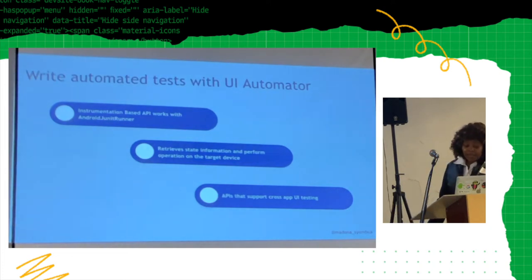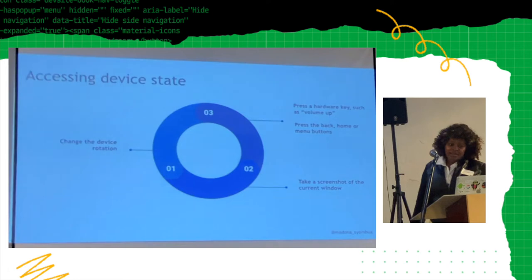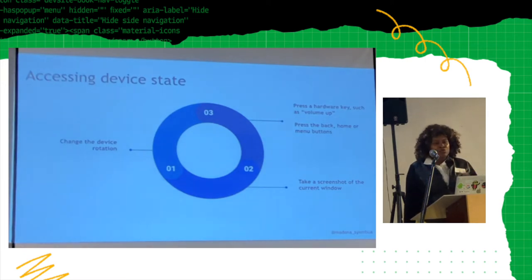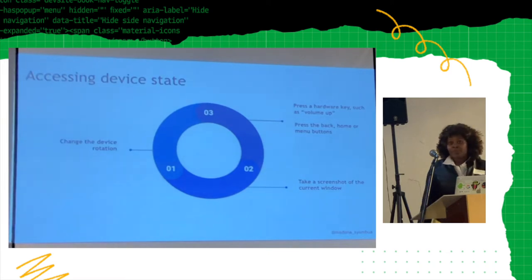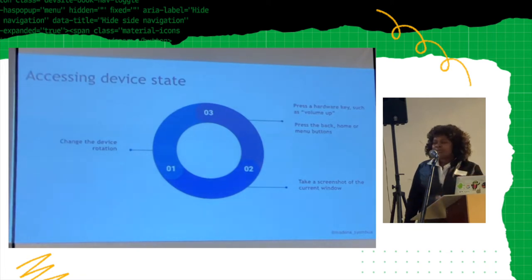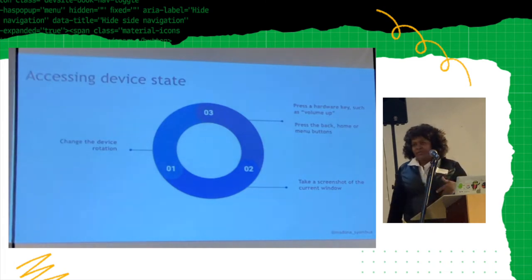And for me, one thing that I always look at is accessing the device state, for instance, right? So here, as you can see, you can change the device rotation, press a hardware key such as volume up, press back, home, or menu, take a screenshot of the current window, and it really helps save time and resources. I think to me that's the key word. It helps save developer bandwidth so that you're not spending so much time on ensuring that your tests are working, because most of the things that you need to verify are already verified for you. And actually, it's a good question that I can ask: how many of us have used UI Automator?